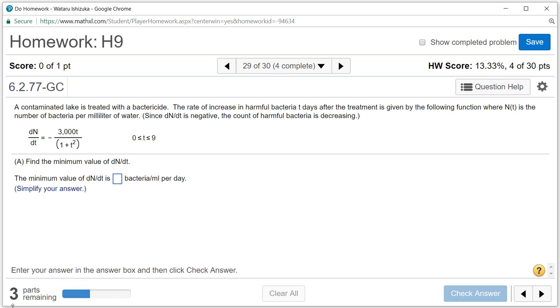All right, let's look at homework 9, problem number 29. The derivative of the function n is given. Then what we want to do is find the minimum value of dn over dt. So let's do that first.